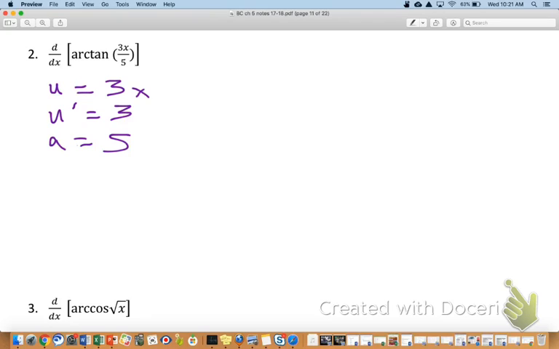So again, if we know the relationship, we know the formula, I'd say u prime times a would be 3 times 5 over, not the square root because it's arctan, over a squared plus u squared. So how about 15 over 25 plus 9x squared? Okay. Any questions on that one?